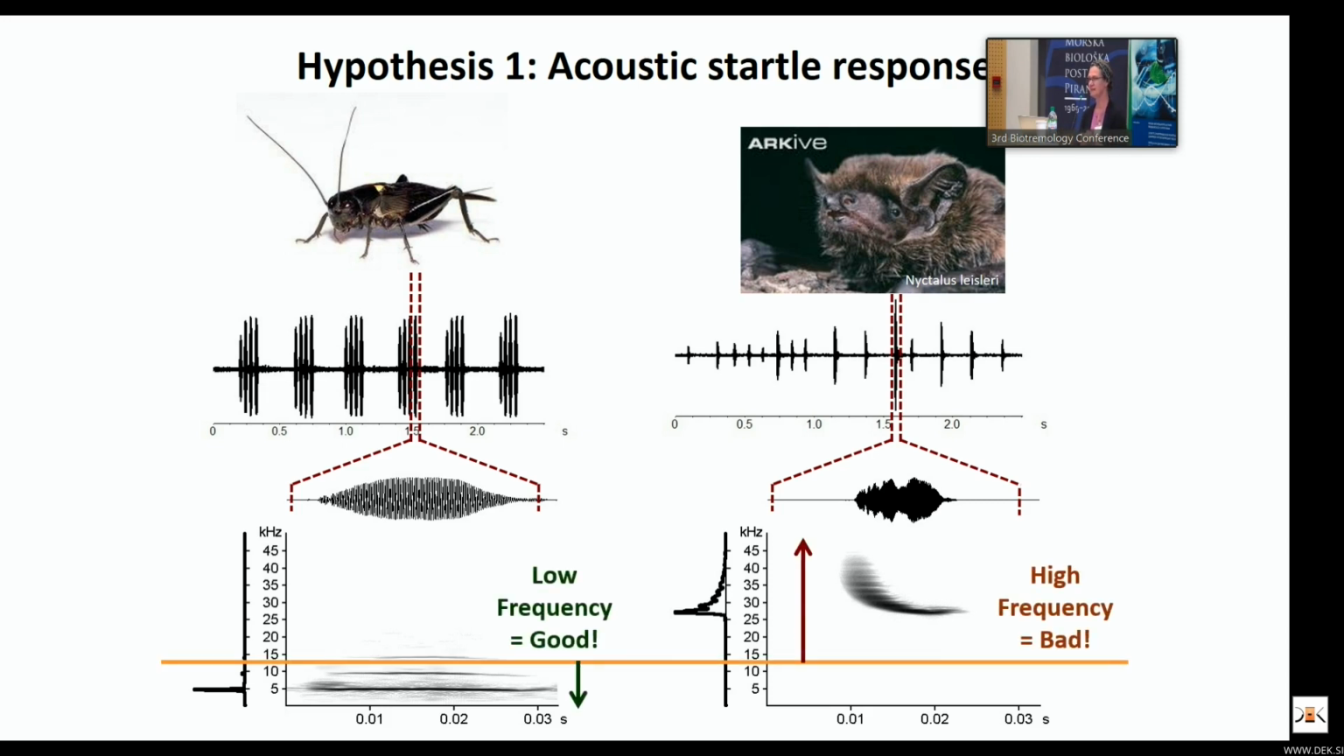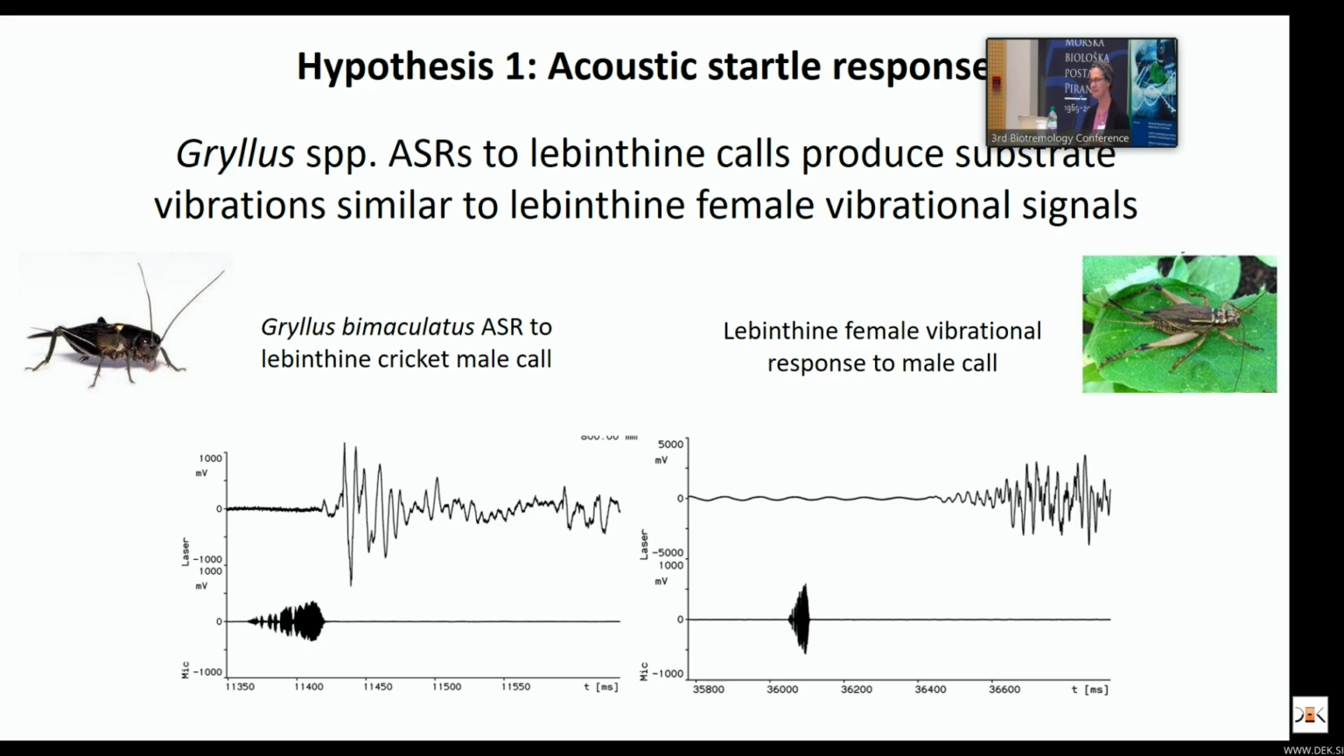Basically, crickets have the ability to use categorical perception to identify low frequency sounds, typically as good sounds, so males singing, something they would walk towards, and high frequency sounds, so sounds above 12 kilohertz, as being bad. When they're flying, they will actually fly away from the high frequency sounds. And what we found is that if you play a high frequency sound to one of these typical field crickets when they're standing on a surface, they startle.